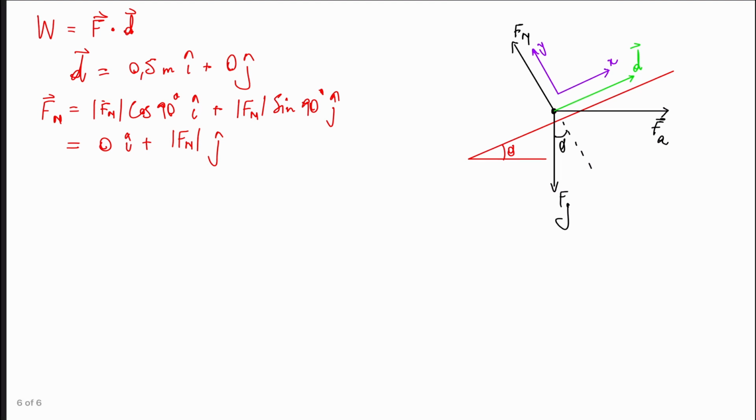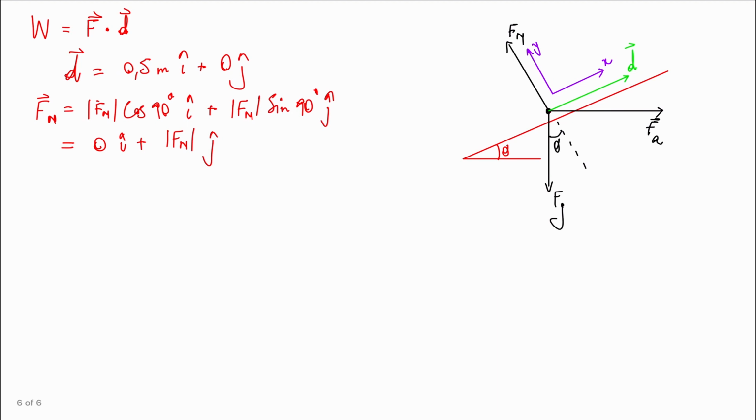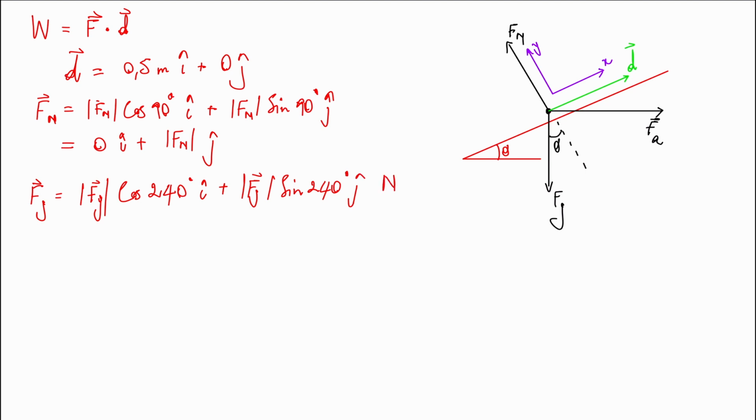What is that? That is 240, right? So this means we can write the force of gravity in unit vector notation. Fg will be given by the magnitude of Fg times cosine of 240 i hat plus the magnitude of Fg times sine of 240 in the j hat direction. This will all be in newtons. So this will be our gravitational force in unit vector notation.